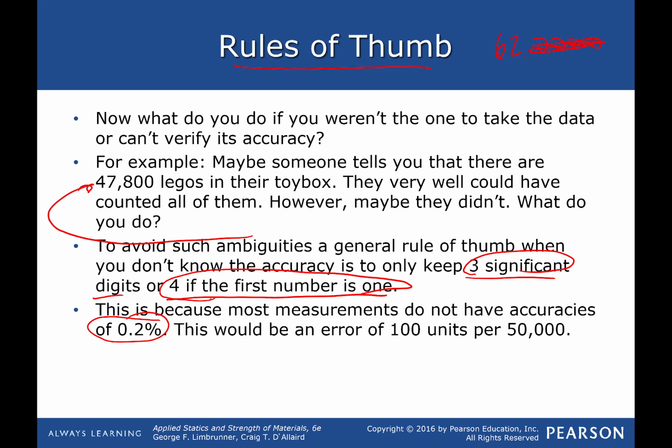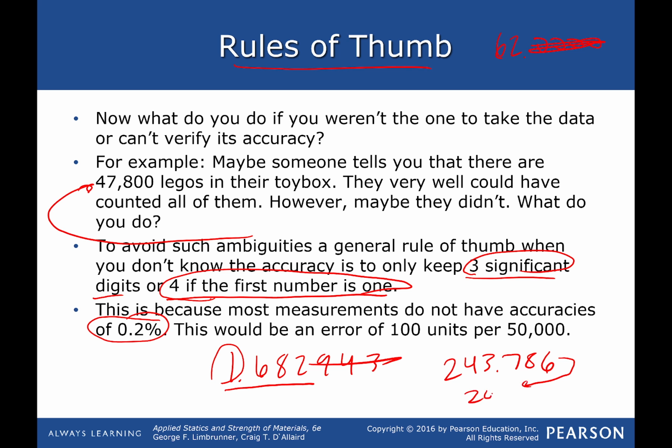Now let me give you some values to go for. Okay, let's say that your answer is 1.682943. That's what the calculator gave you. You would get rid of the 943 because we have 4 sig figs since it starts with a 1. If your answer is 243.786, you'd only keep 3 sig figs, so this would go to 244. And this will work for the problems in our class and also just in general. So don't forget this. It is quite helpful.